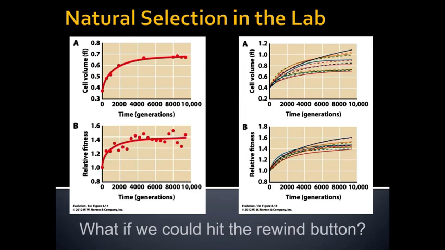And the answer is probably there are general trends that we would see, but we might be able to get there via different mutations. And so we really don't know the answer in detail to this, but in general we could say if we were able to hit the rewind button, we would probably see some differences, maybe even some substantial differences. And really we don't have an experiment we can perform.